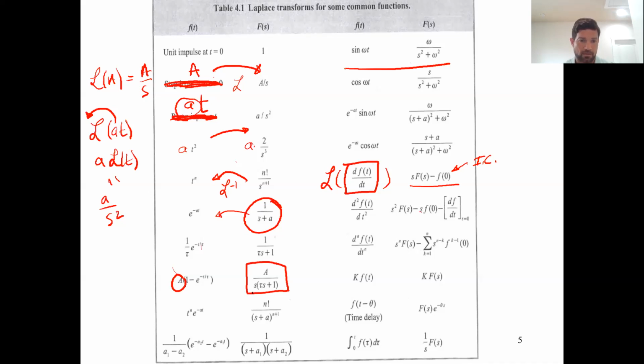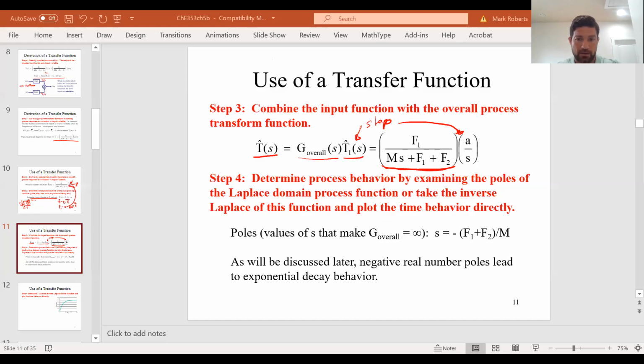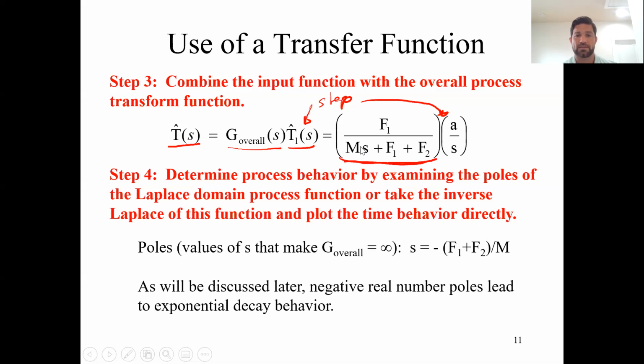Okay, so maybe make a note of these. If we take the inverse Laplace of this term, it looks like this. It's going to give us a times 1 minus e to the negative t over tau. We just need to make sure our equation looks like this. So if we go back, and now we come back to our form that looks here. Okay, so we need to make it look like this.